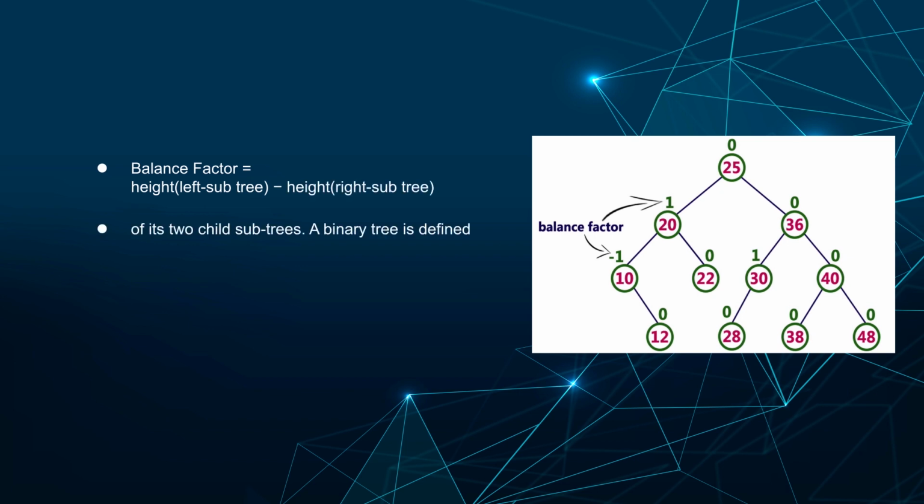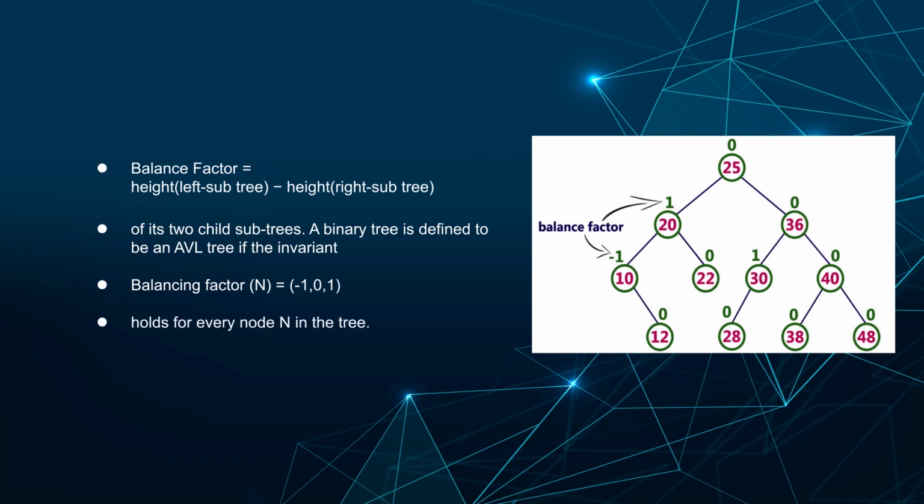Of its 2 child subtrees, a binary tree is defined to be an AVL tree if the invariant holds: the balancing factor of any node in the tree is in the range minus 1, 0 and plus 1, for every node n in the tree. You can calculate the balancing factor of all the nodes available inside the tree.